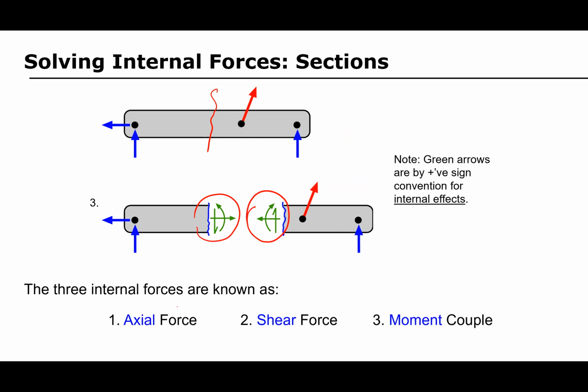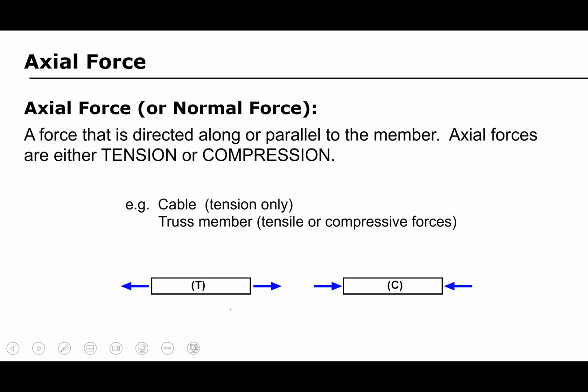Each one of these forces is called a different name. These are axial forces, these are shear forces, and the third one actually is not a force, it's a moment. So let's go over each one of them separately. Axial forces are always parallel to your member, and they could be in tension or compression. Similar to cables, which are always in tension, and truss members, exactly the same. We had both of them, right?